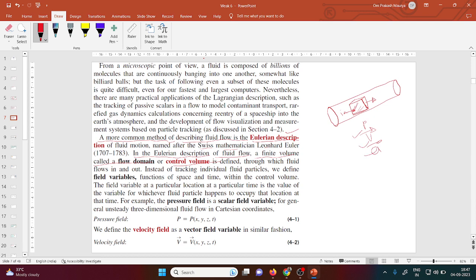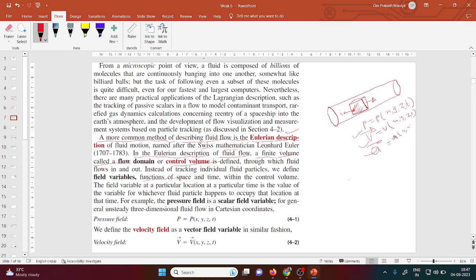I will explain more about this. Let me read: the field variables are functions of space and time within the control volume. Inside the control volume, we define how the pressure varies with respect to the x direction, y direction, z direction, and time also. How the velocity varies in the x, y, and z directions and time also. And how acceleration varies in the x direction, y direction.